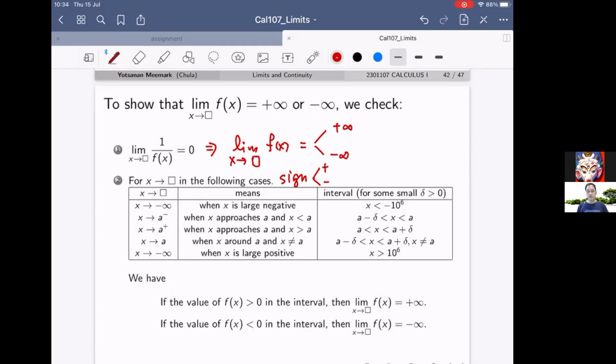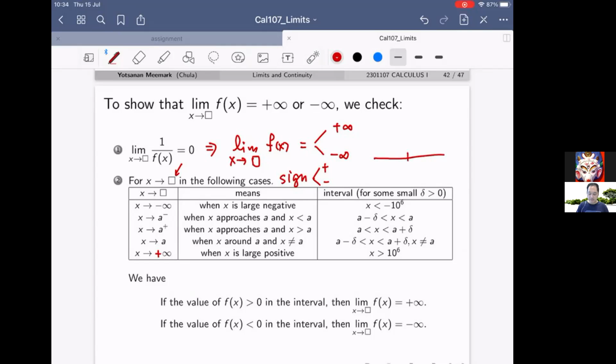Okay, so to check the sign, it depends on this box, whether it goes to negative infinity, goes to a from the left, goes to a from the right, goes to a, or goes to, oh, this one is a typo, a positive infinity. And usually the number line will help you a lot.